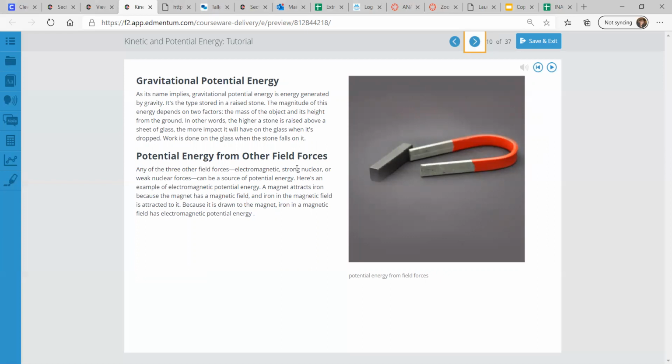Potential energy from other field forces. There are three of these field forces: electromagnetic, strong nuclear, and weak nuclear forces. And these can cause potential energy too. Here's an example of electromagnetic potential energy. A magnet attracts iron because the magnet has a magnetic field, and iron in the magnetic field is attracted to it. It is drawn to the magnet. Iron in a magnetic field has electromagnetic potential energy.